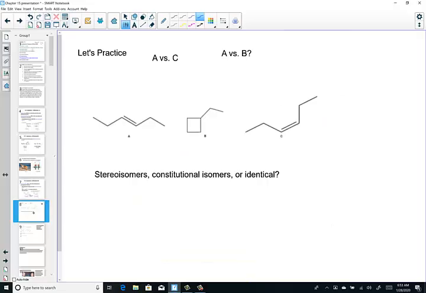Let's practice just to bring back a little bit of our earlier knowledge on stereoisomers, constitutional isomers, or identical. What I'd like you to do is just pause the video and stare at these molecules a little bit and make a decision. Are they stereo, constitutional, or indeed identical?